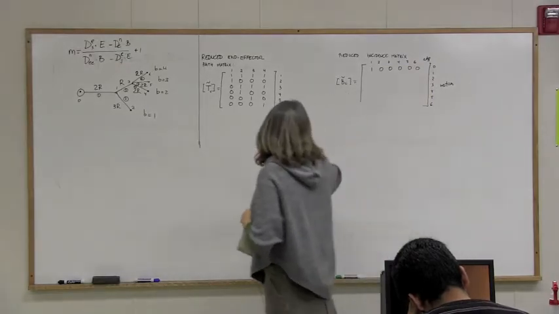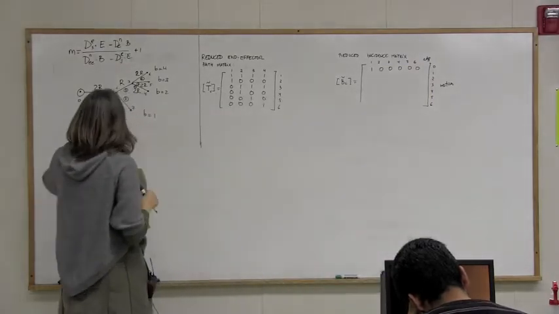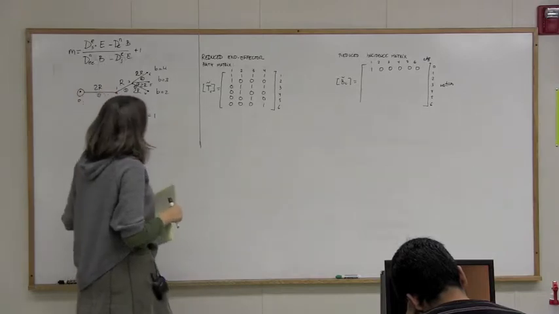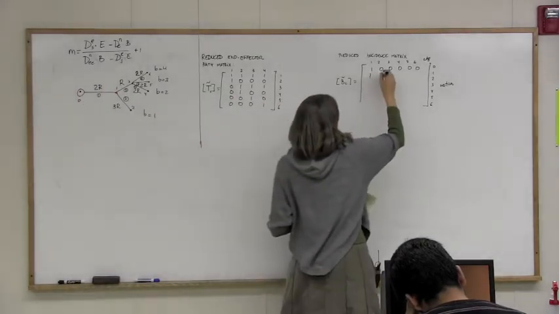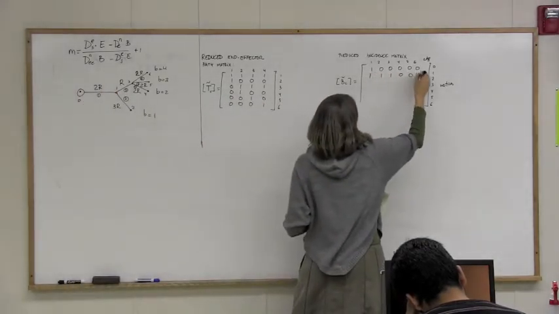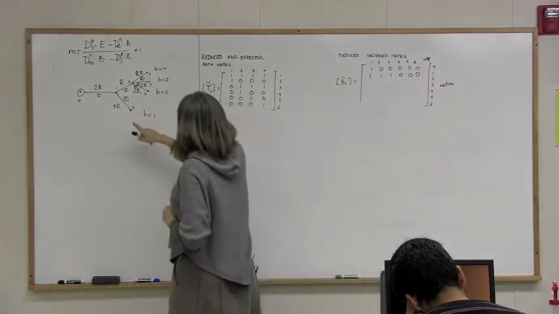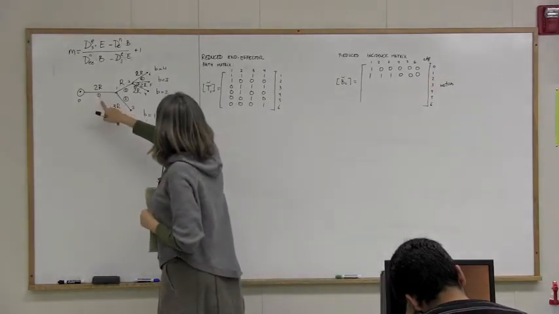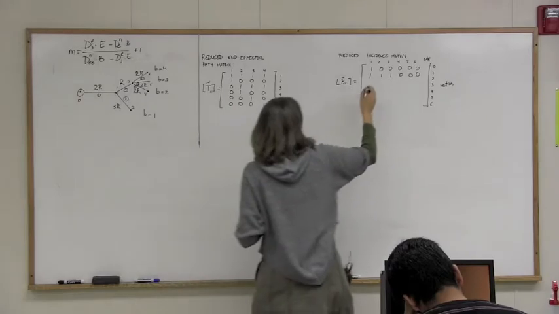For vertex 1 we have edges 1, 2, and 3. For vertex 2, just 2.